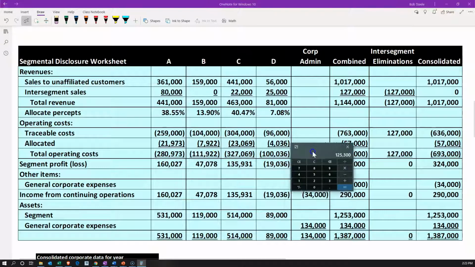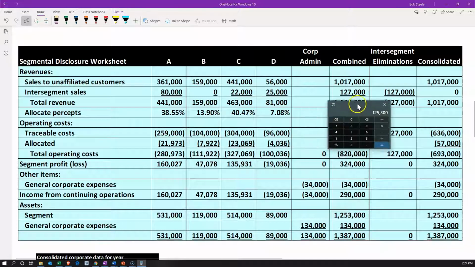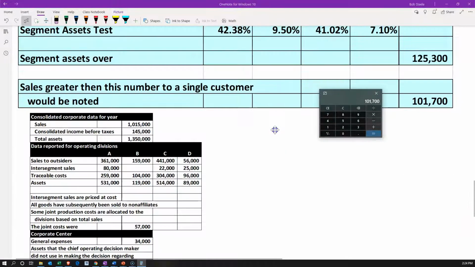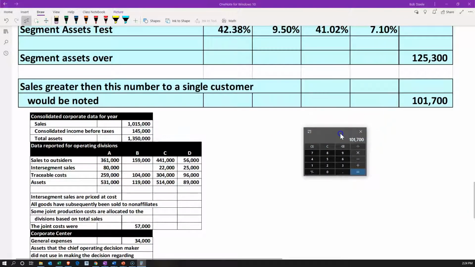So then you're going to take your sales number. Then we're taking our sales number. And I'm looking at the segment sales, I mean, the sales to unaffiliated customers here. So the 1,017,000 or this 1,017,000 or this one, we're not taking into consideration this 127. So we're looking at that 1,101,700 times the 10%, 0.1, is the 110.17. So if we had one customer then that was over that 101.7, then we would want to note that as well.